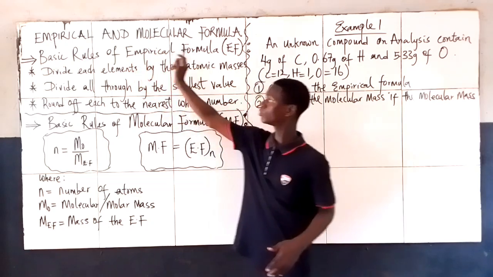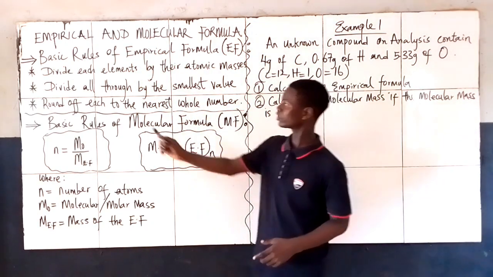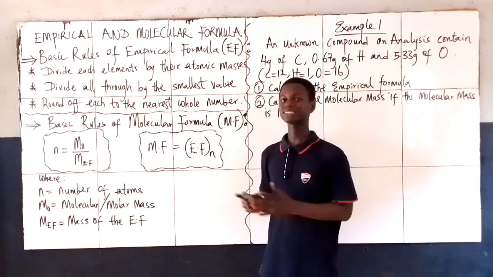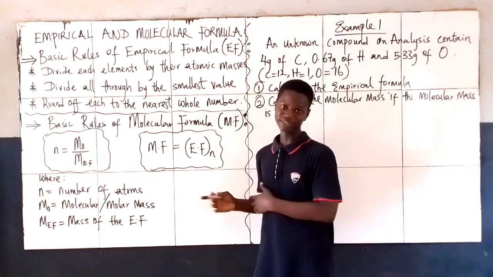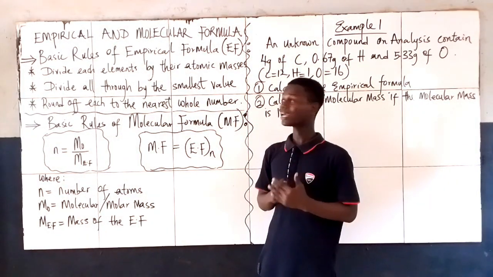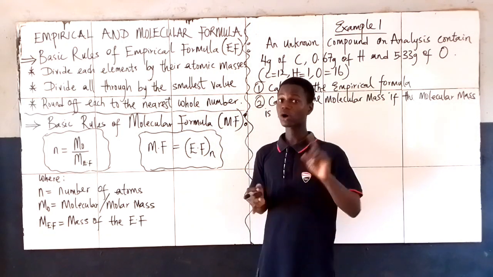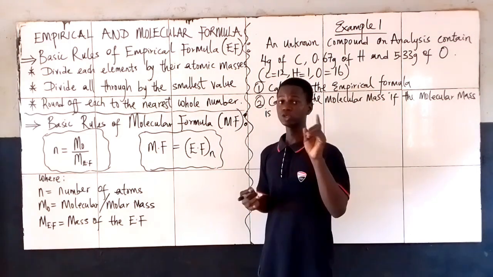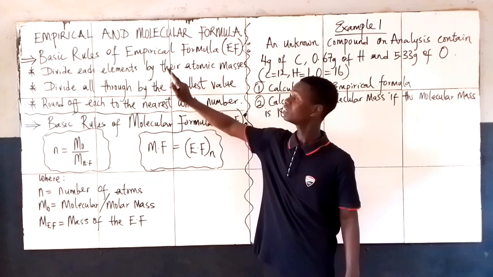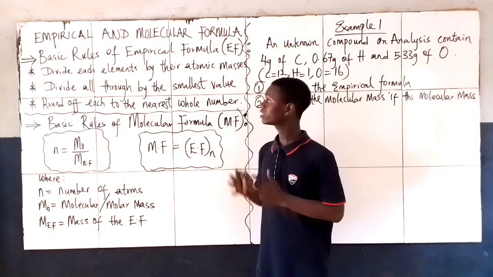For empirical formula, the basic rules to be followed, or the steps to be taken, are: the first step is that you must divide each of the elements by their respective atomic masses, because you'll be given a set of elements and you are required to divide each of them by their atomic mass, because the masses of each of them will be given either in grams or in percentage. I repeat, it will be given either in grams or in percentage. So you first have to divide each of the elements by their respective atomic masses.